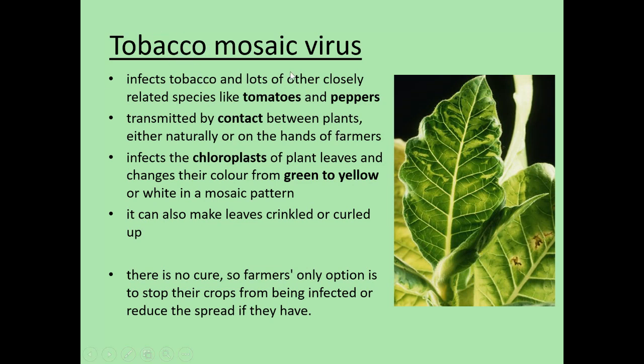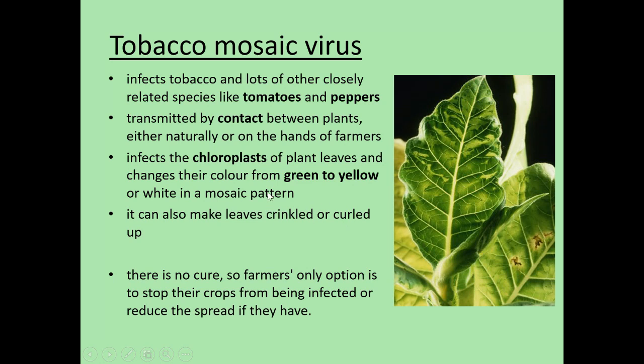Why is it called tobacco mosaic virus? Well, it infects the chloroplasts of plant leaves. This changes the colour of them. As we know, it's the chlorophyll inside the chloroplast that makes plants green. If it affects the chloroplasts, then their colour changes. It goes from green to kind of a yellow or white in a mosaic pattern. A mosaic is usually a piece of art made up of a collage of tile pieces, really. And in a similar way, the leaves become patterned like a mosaic. Another symptom could be that it makes the leaves crinkled or curled up.